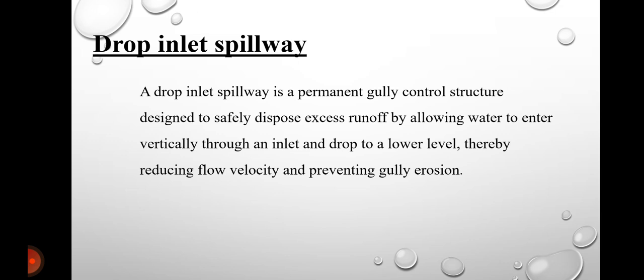So the inlet structure collects and admits the runoff water. The vertical or inclined shaft carries water downward. The conduit or pipe conveys water safely to the outlet. The outlet structure releases water safely to the downstream. The energy dissipator reduces the velocity and the energy of the flowing water.